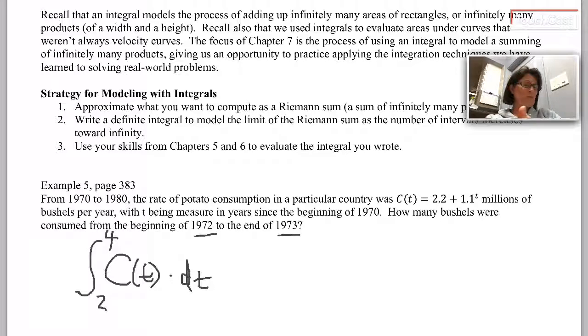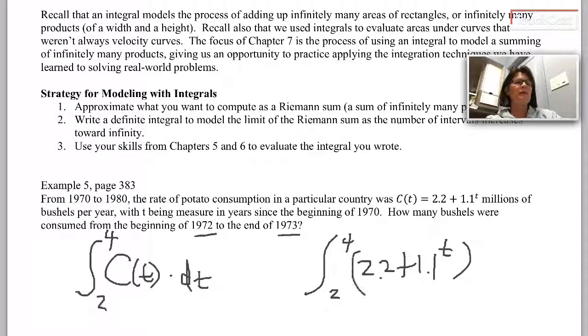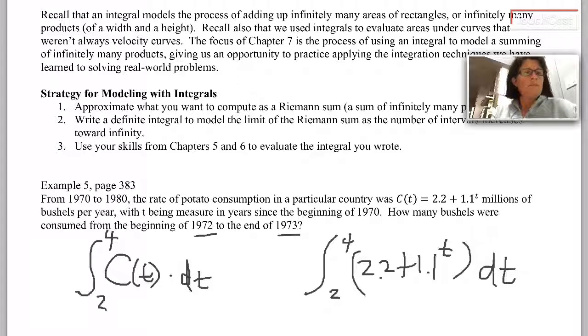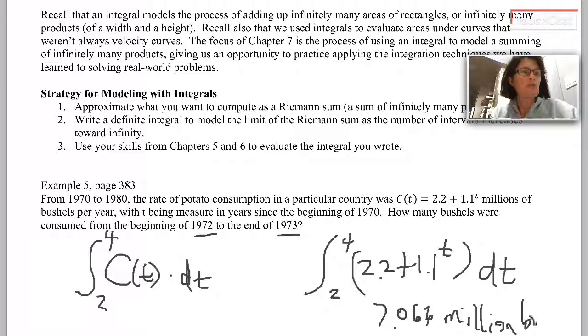So this is the expression I would write on the free response section of the AP test. And I would type into my calculator the integral from 2 to 4 of 2.2 plus 1.1 to the t, all in parentheses, times dt. And I'll evaluate that in 1 second. So that gives us the answer 7.066, but remember, our C function was measured in millions of bushels per year, so that is 7.066 million bushels. A lot of potato.